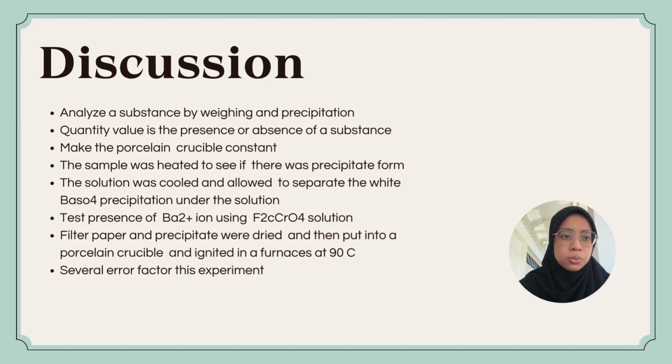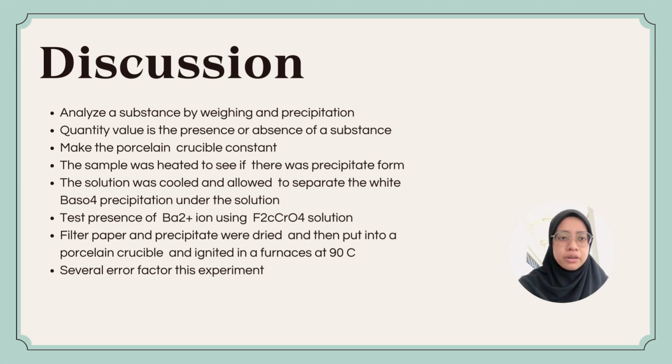Water is used to react with barium sulfate compounds and can dissolve Ba2+ ions. After that, the filter paper and precipitate were dried and then put into a porcelain crucible and ignited in a furnace at a temperature of 90 degrees Celsius, which served to heat until the filter paper and precipitate turn to ash. And finally, the value of the sediment mass can be determined. Due to time constraints, the filter paper and the precipitate did not turn into ash in the experiment, so the results were as they were.